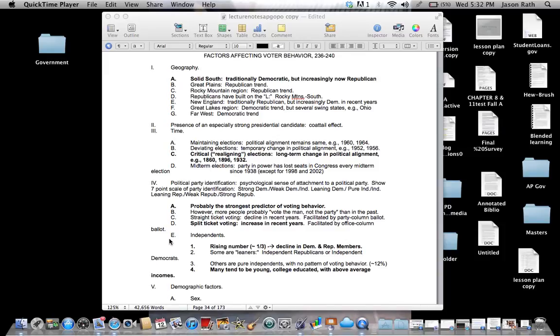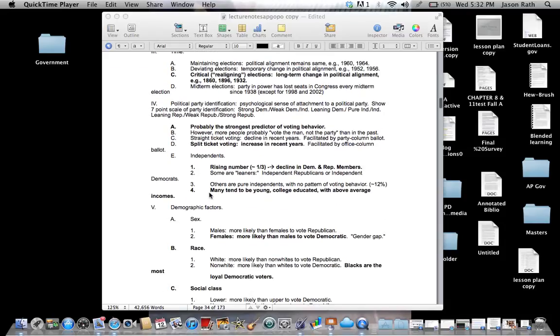A big factor affecting political behavior is political party identification. Probably the strongest predictor of voting behavior is political party identification. It seems like more people used to be voting the man, not the party, but I would say it's the opposite now. They're voting the party, not the man, especially in this upcoming election.